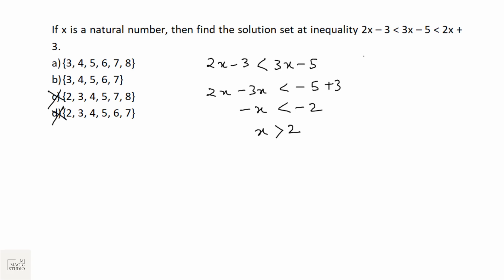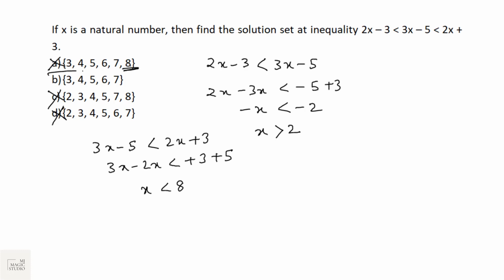Next, I'll compare the second with the third. 3x minus 5 is less than 2x plus 3. So 3x minus 2x is less than plus 3 plus 5. x is less than 8. So any natural number less than 8. Here we can see in this option 8 is also given. So the only option left is B. 3, 4, 5, 6, 7 are all greater than 2, and 3, 4, 5, 6, 7 are all less than 8. Option B is the pick.